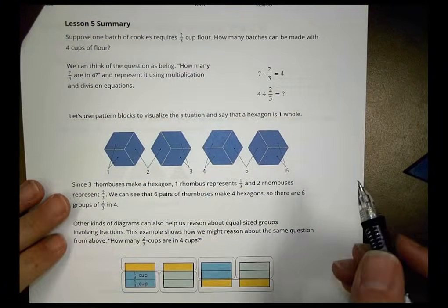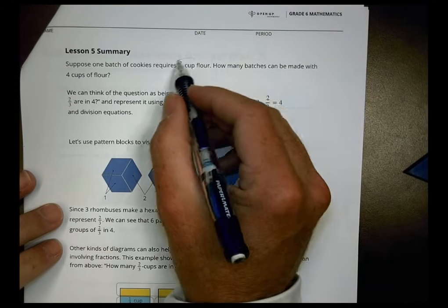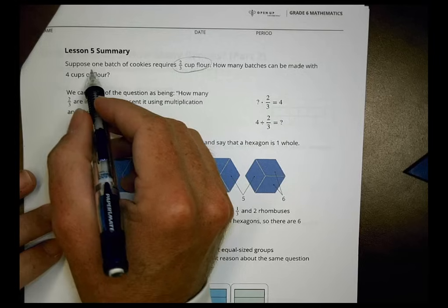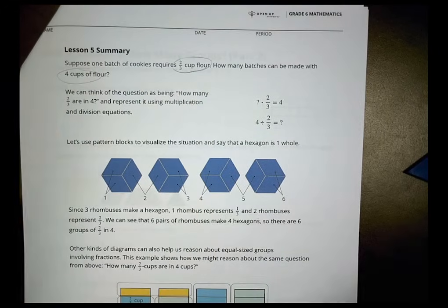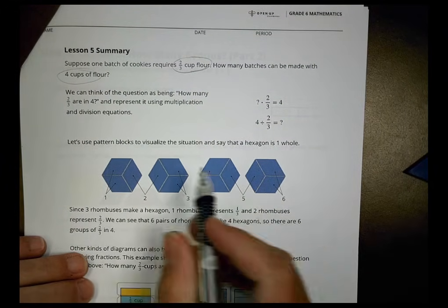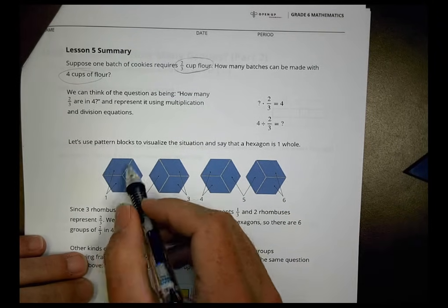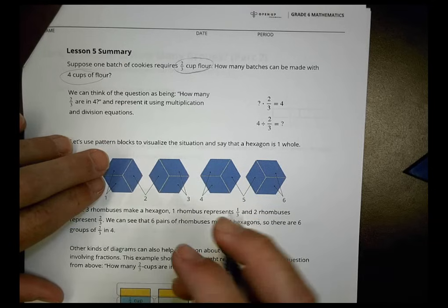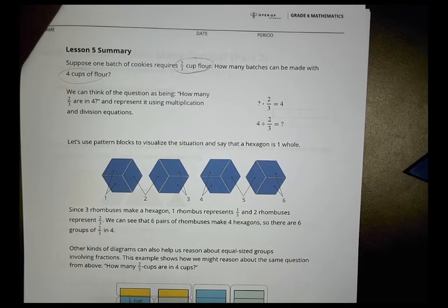So let's take a look at the summary. We have an example of a batch of cookies that requires 2/3 cup of flour. How many batches can be made with 4 cups of flour? So the idea is we're taking the 4 cups and we're breaking it up into 2/3 segments, right? Now you did it with a block here to visually see this. This is our 4 cups, and if the 4 cups are broken up into the rhombuses, which represent 2/3, we can see we have 1, 2, 3, and then 4, 5, and 6 segments of 2/3 using the rhombuses there.